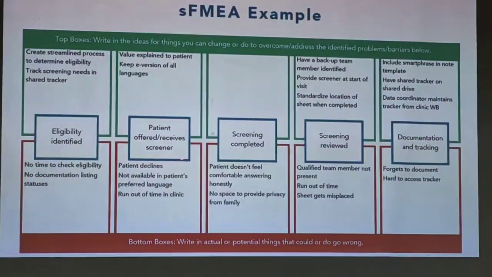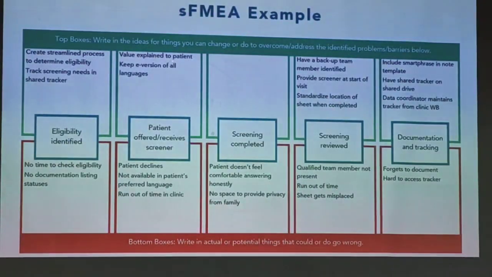The patient is offered or receives the screening. Well, the patient can decline. That's one possibility. Here's another way it could fail. Nobody's available, nothing's available in their preferred language, or you run out of time in clinic. So what can we do? We can keep a folder with all the different languages available.